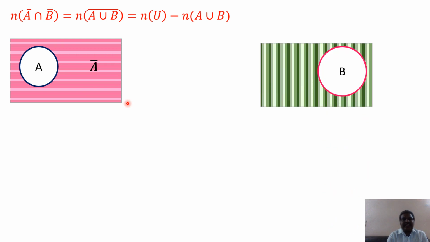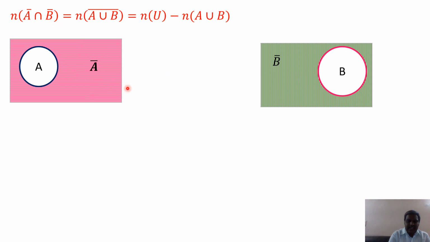Similarly, consider the universal set. This is my set B. Immediately, the remaining portion is what? B bar. This is the portion which does not contain B, called B bar. Okay, this is my B bar. Now, how to find A bar intersection B bar? That is the common region to both A bar and B bar. So this is the A bar region. This is the B bar region. What you have to get? You have to get the common region for both A bar and B bar.